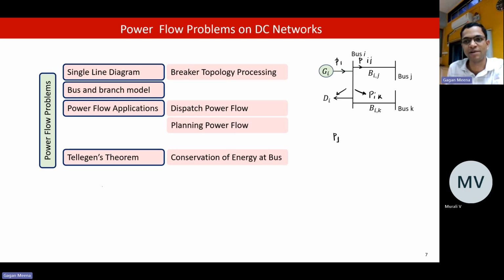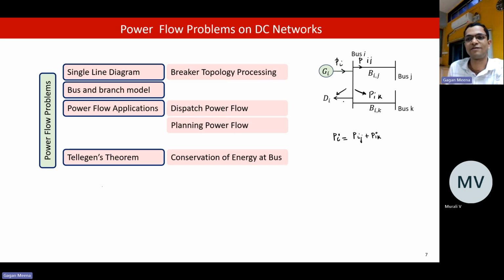how are we going to write this? Pi is equal to Pij plus Pik. Is this correct? Anything missing in this equation?